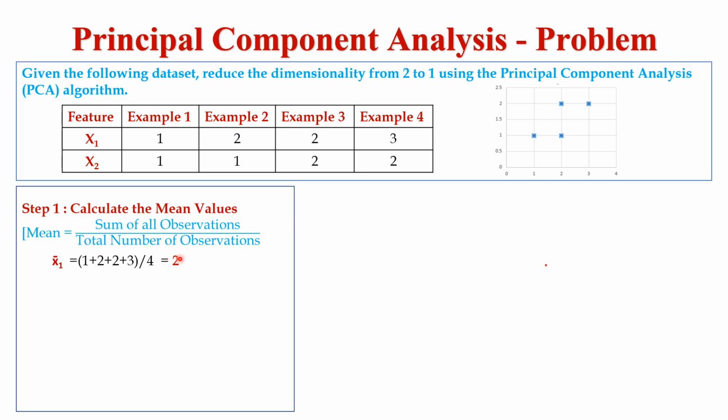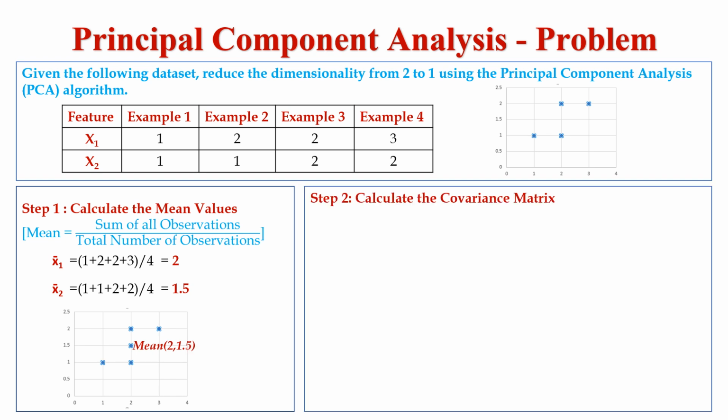Similarly, we need to calculate the mean value for the feature x2. That is, the mean value of x2 is 1 plus 1 plus 2 plus 2 divided by 4, which is equivalent to 1.5. So the mean value of feature x2 is 1.5. Now we can plot this mean value in the input graph. You can see here the mean value comes here, that is mean (2, 1.5).